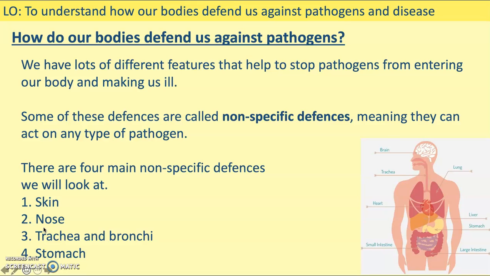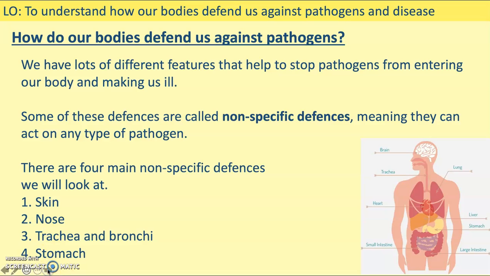We have lots of different features that help to stop pathogens from entering our body and making us feel ill. Some of these defences are called non-specific defences, and that means that they can act on any type of pathogen. There are four main non-specific defences that we're going to look at. The first one is the skin, then we have the nose, trachea and bronchi, and the stomach.